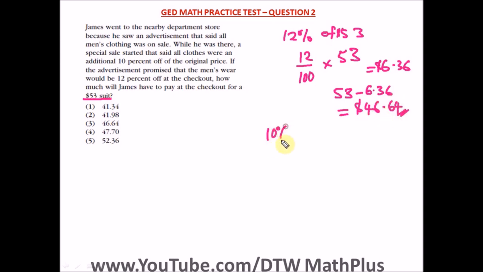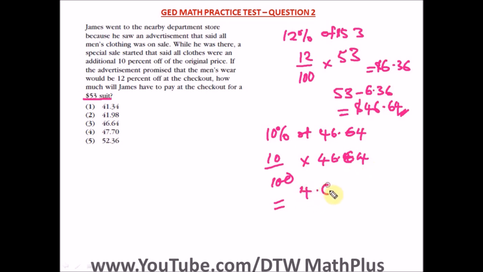So we now have 10% off $46.64. This will give us 10/100 times 46.64. If you punch it in your calculator, what are you going to get? We're going to get 4.664. All right, so let's stop at this. We're going to get $4.66. Let's leave out this last digit, so we just have $4.66.